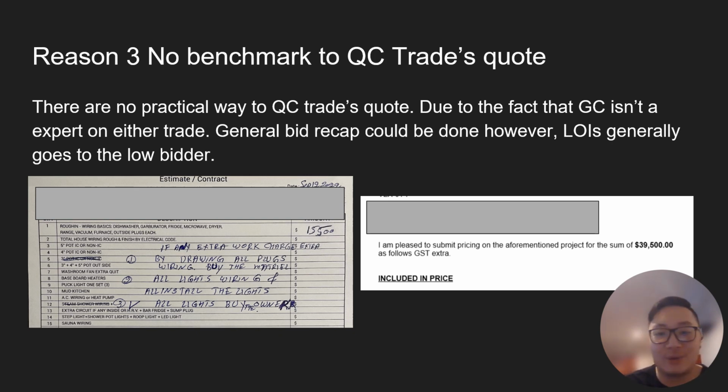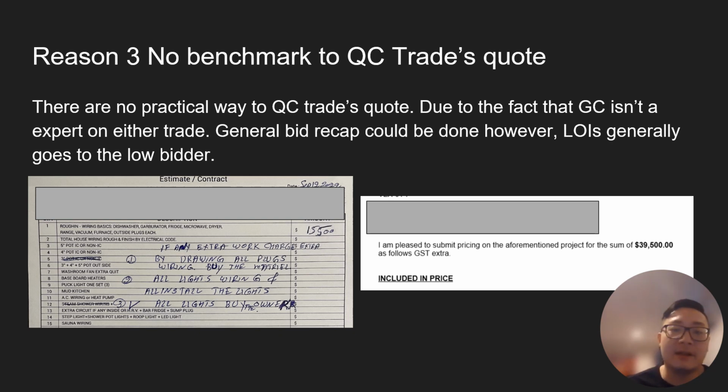Even if you are a trade expert, when two contractors are applied to a project, they might price differently. For example, this is a project that I personally bid on. One of my contractors is telling me it costs $15,500, and the other one is near $40,000. That is more than two times the price, and I can tell you they are covering the same scope, exactly the same scope. So how do you QC that? There's no way unless you are an electrician, right?